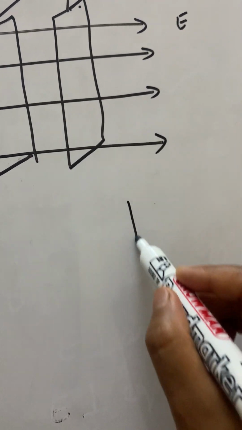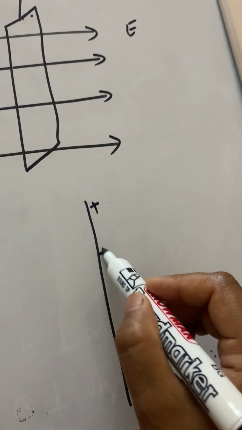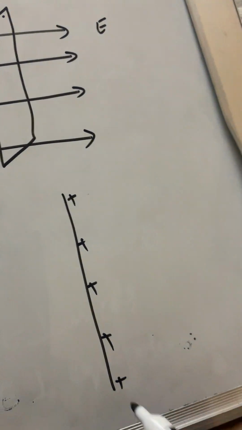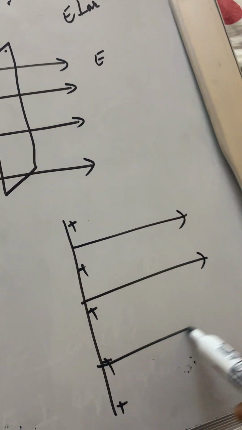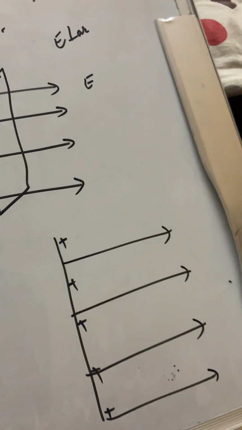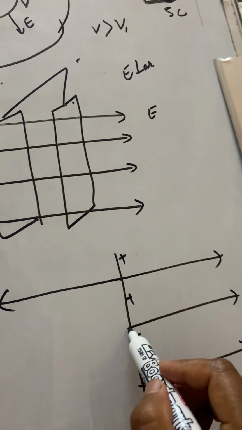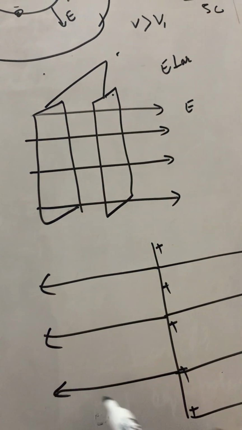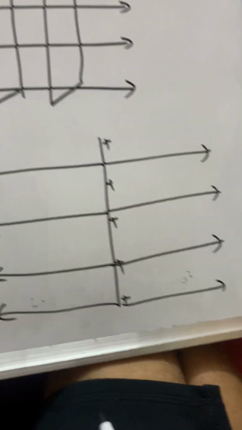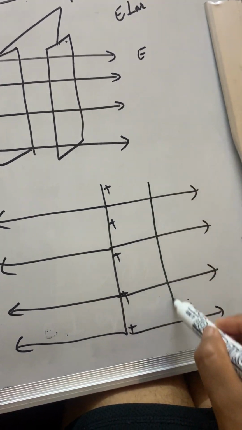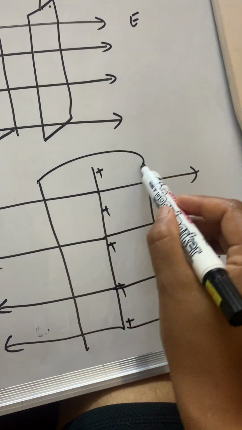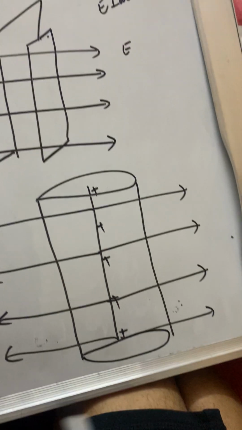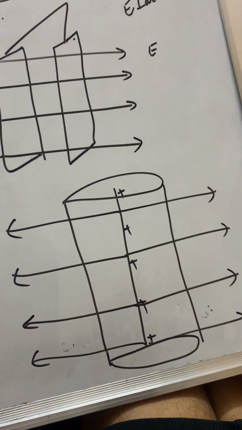Now suppose I have a line of charge. How is the electric field? The electric field will be like this, right? Now the equipotential surface needs to be perpendicular to it, right? If you join it in 3 dimensions, what is it? A cylinder, right? Do you understand? Okay, so you have to remember it.